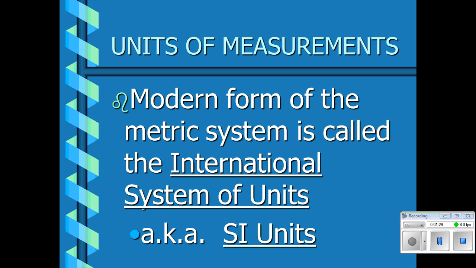The modern form of the metric system is called the International System of Units, which is also known as SI units. The phrase was first in French, and just like most other foreign languages, you're going to put the adjective after the noun, so that's why the abbreviation is SI instead of IS units.